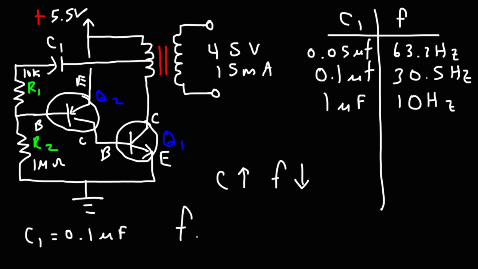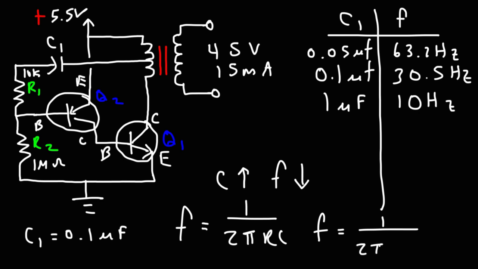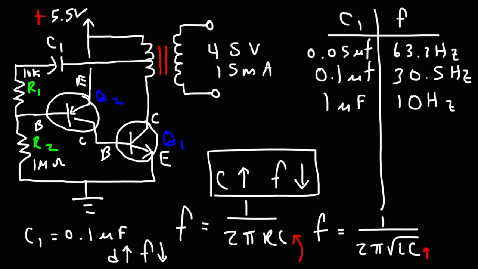And there are two formulas that can help us to see why. In an RC circuit, the frequency is 1 over 2 pi RC, or some variation of that formula. And in an LC circuit, which we do have, a capacitor and the inductance of a transformer, the frequency is 1 over 2 pi times the square root of LC. In either case, the capacitance is on the bottom of the fraction. Whenever you increase the denominator of a fraction, the value of the fraction decreases. So we can see why, when we increase C, the frequency decreases.